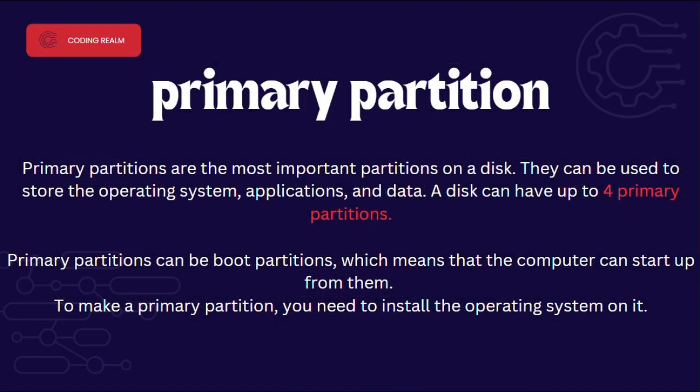Primary partition. Primary partitions are the most important partitions on a disk. They can be used to store the operating system, applications, and data. A disk can have up to 4 primary partitions. A primary partition can be a boot partition, which means that the computer can start up from it. To make a primary partition, you need to install the operating system on it.